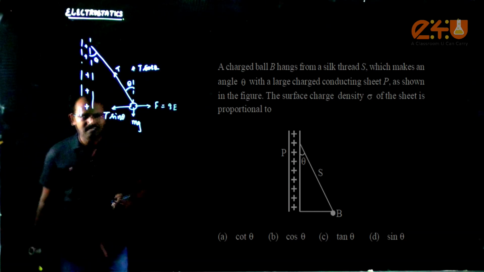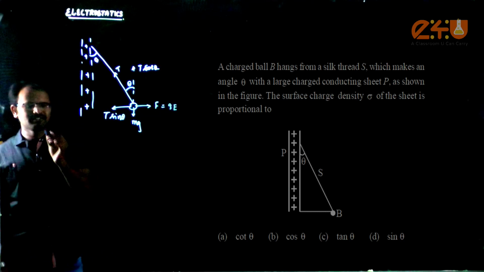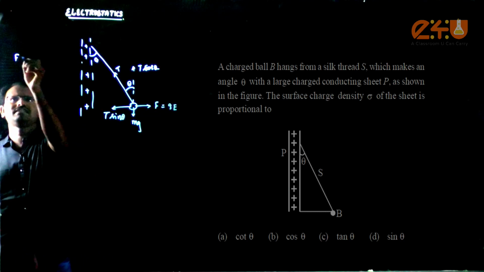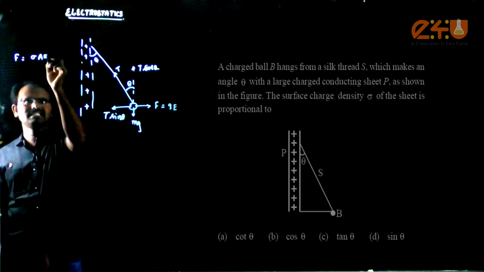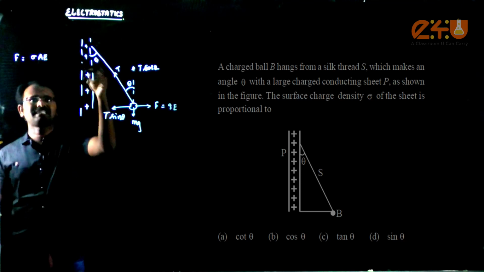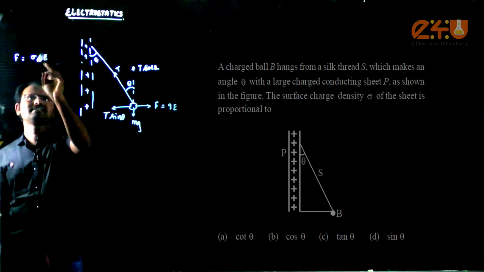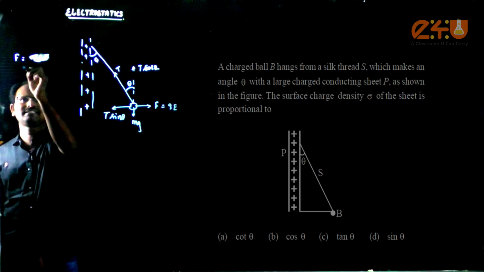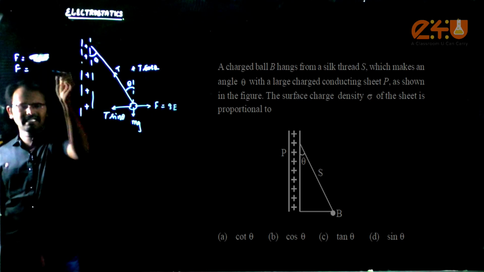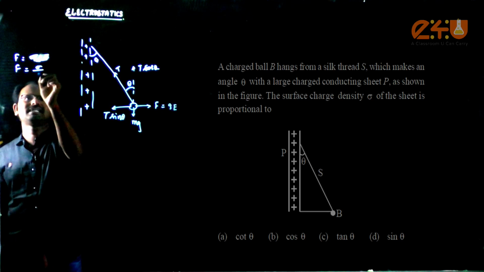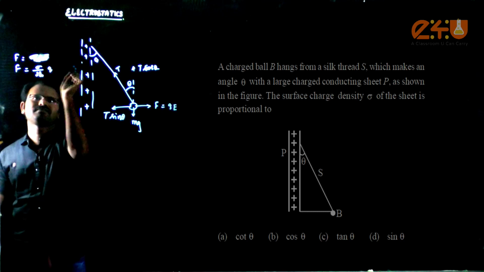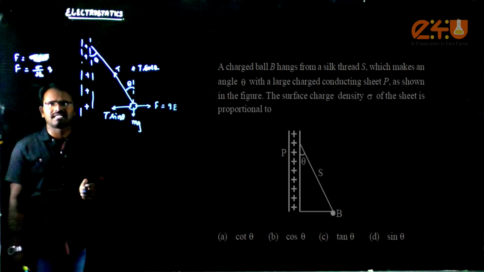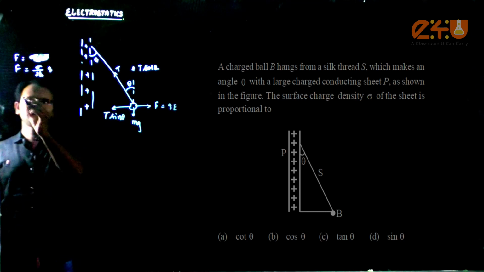Okay, they ask us to find out the sigma. So I can take the force as F is equal to QE. For a charged sheet, E is nothing but sigma divided by 2 epsilon naught, so F is equal to sigma divided by 2 epsilon naught into Q, right? E is equal to sigma divided by 2 epsilon naught. Okay, I can equate both the things.